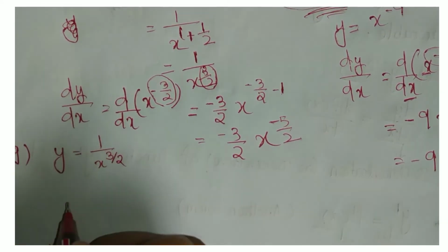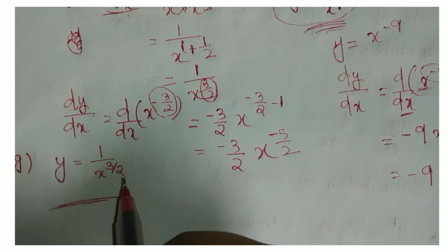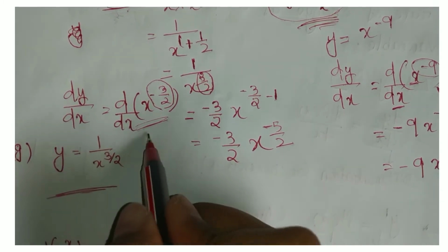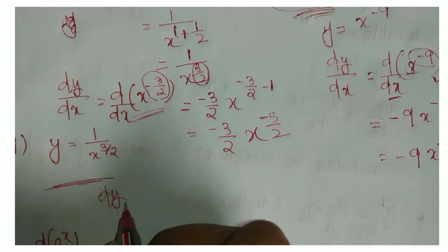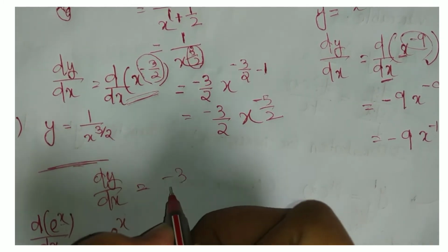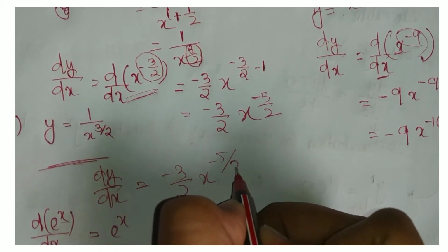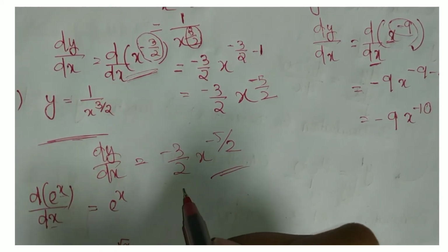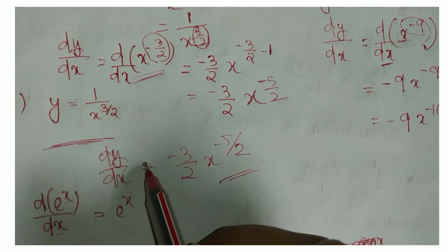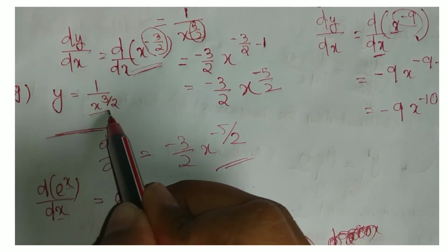Here this question is like this. So the solution is dy by dx is equal to minus 3 by 2 x to the power minus 5 by 2. Here we solved derivatives of algebraic functions.